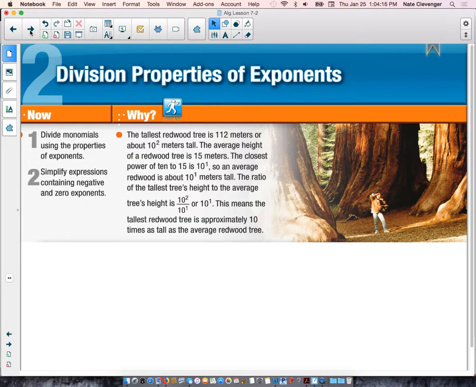The tallest redwood tree is 112 meters, or about 10 to the 2nd meters tall. The average height of a redwood is 15 meters. The closest power of 10 to 15 is 10 to the 1st. So an average redwood is about 10 to the 1st meters tall. So you end up with this ratio of 10 to the 2nd over 10 to the 1st, as far as the tallest type of redwood to the average. So the tallest redwood is approximately 10 times taller than the average one.